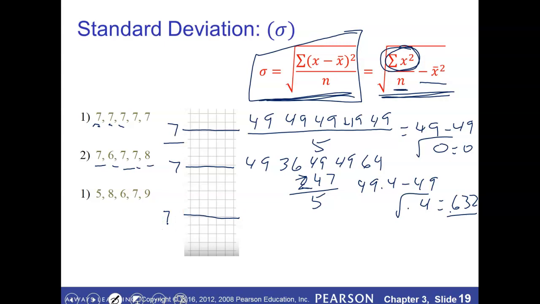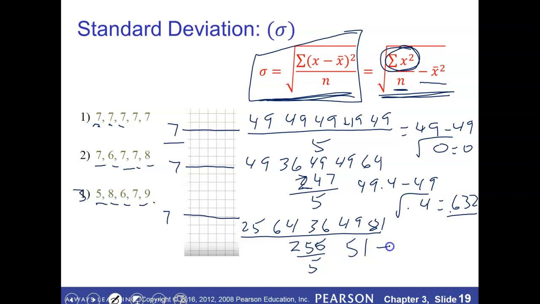Let's see how this works in the third data set here. So again, I'm going to take each one of these numbers and square them. So 5 squared is 25. 8 squared is 64. 6 squared is 36. 7 squared is 49. 9 squared is 81. And if I add all those numbers together, I get 255. Then I'm going to divide by the number of numbers, which is 5. And if I do that, I get 51. Then I'm going to subtract the average squared. Well, that's 49, and I get 2. So if I take the square root of 2, it's 1.41. And that's what the standard deviation is for set 3.